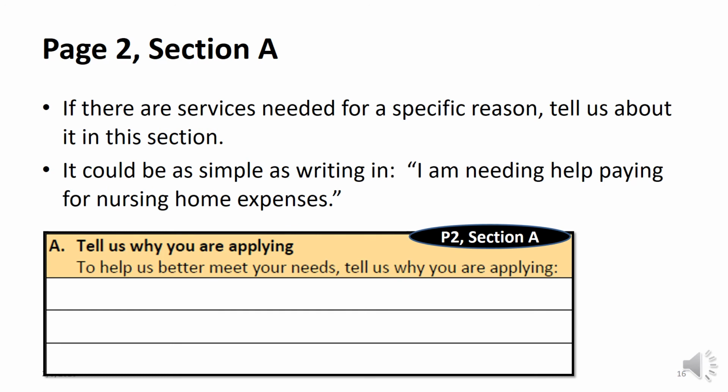Page 2, Section A. If there are services needed for a specific reason, tell them about that in this section. It could be as simple as writing in, I need help paying for nursing home expenses. If you need a division of assets, there is no form before the KanCare application that you'd complete. You could mention that here, that you need a division of assets. Once your KanCare application is submitted, if there is a division of assets needed, a form will come to you after that application has been submitted.